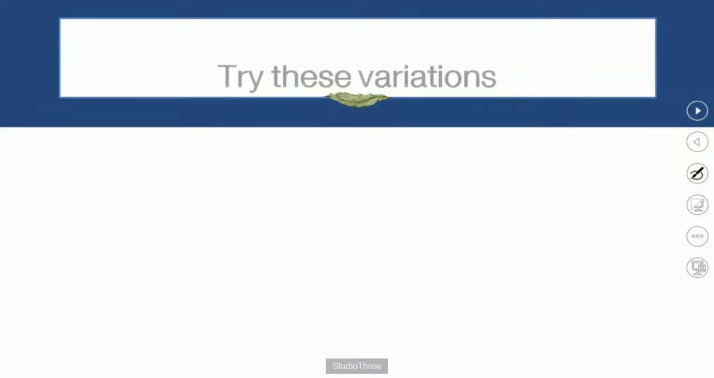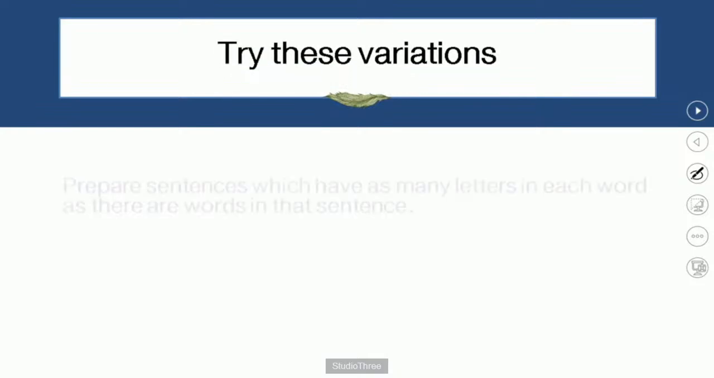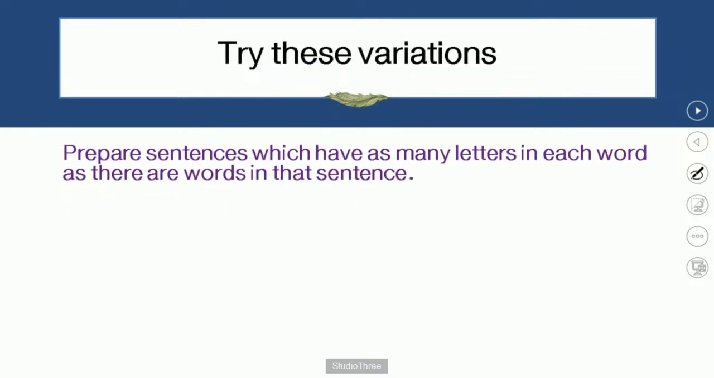Now another activity is there, a variation, to prepare sentences which have many letters in each word and many words in the sentence. Means you have to write one sentence that has many words or many letters in that sentence. Then an example is given here.